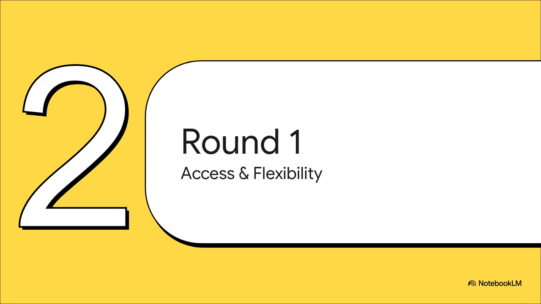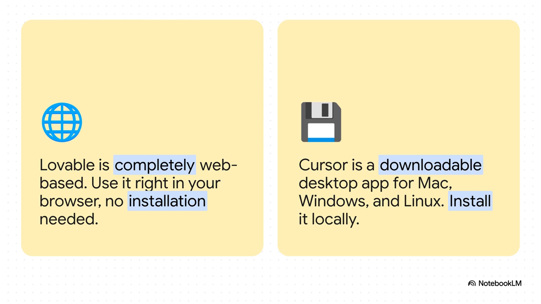Okay, so how does this all shake out in the real world? Let's kick things off with the absolute basics. How do you even get your hands on these tools? And what can you actually build with them? Right off the bat, you're going to notice a huge difference. Lovable is 100% web-based. You just go to their website, sign up, and you're building right there in your browser. Zero installation. Cursor is a full-blown desktop application that you have to download and install on your machine, whether it's a Mac, Windows, or Linux.